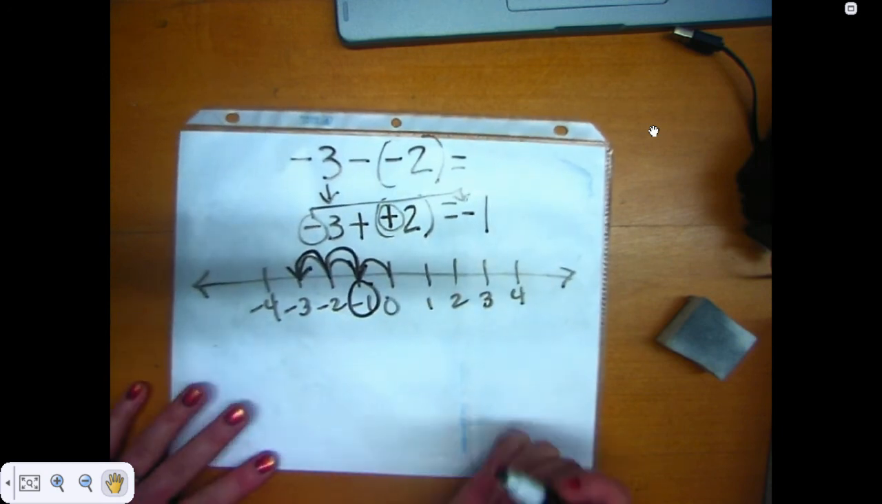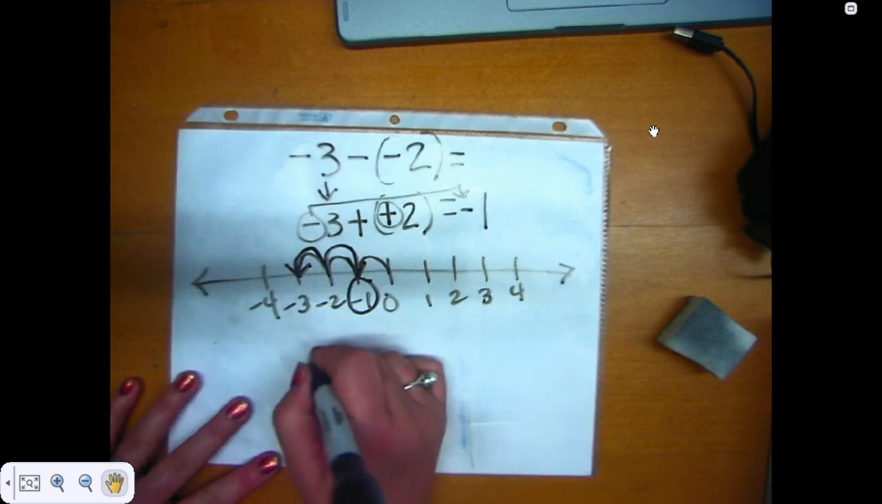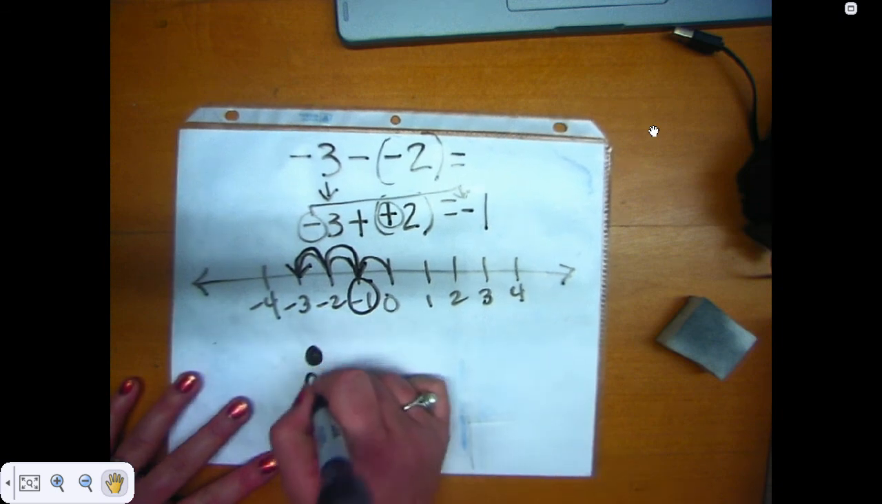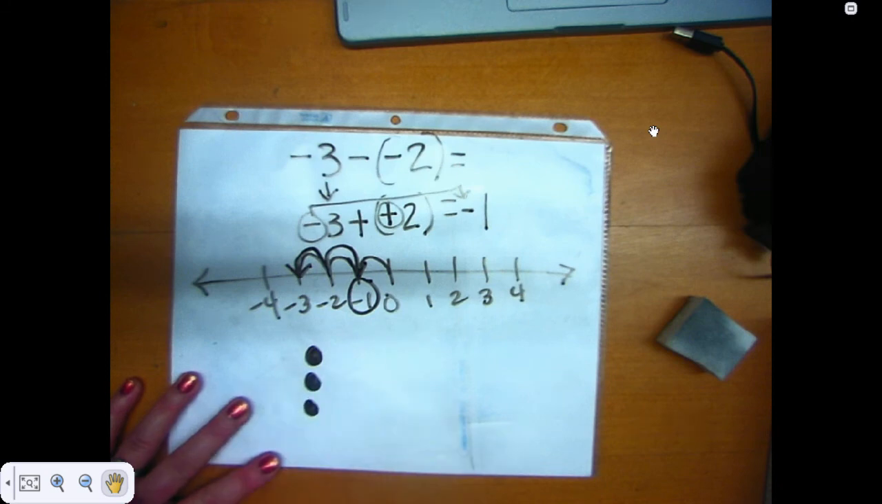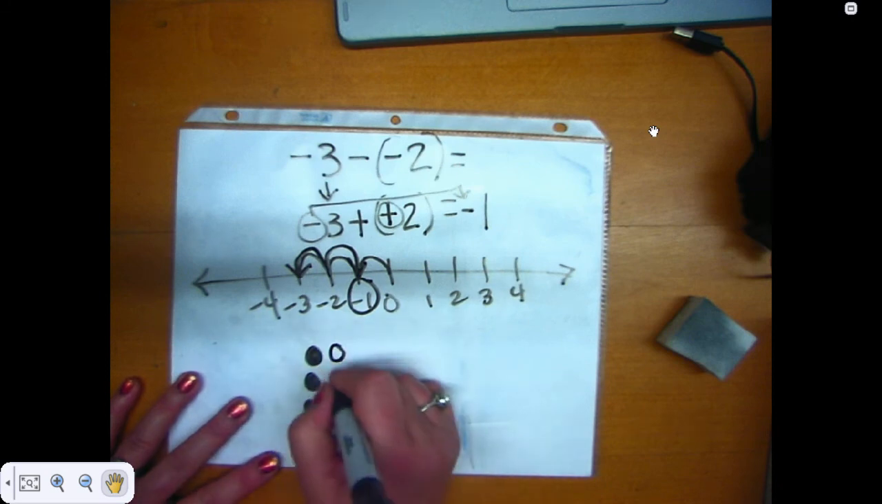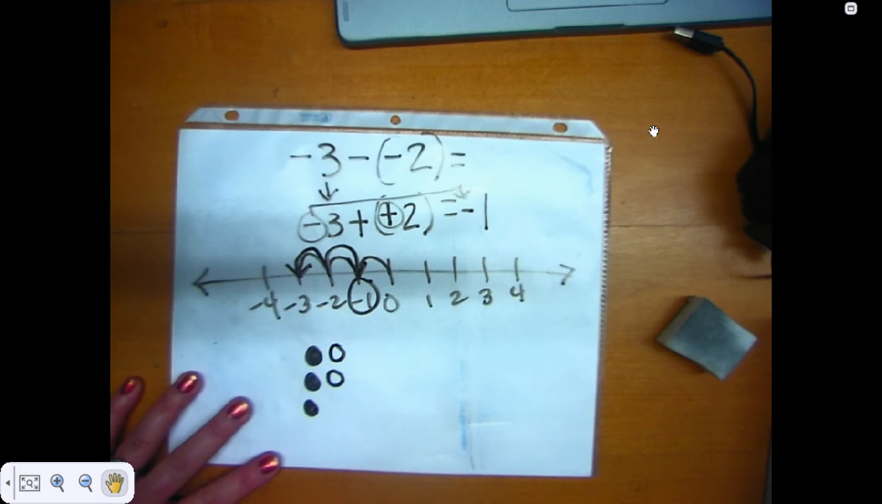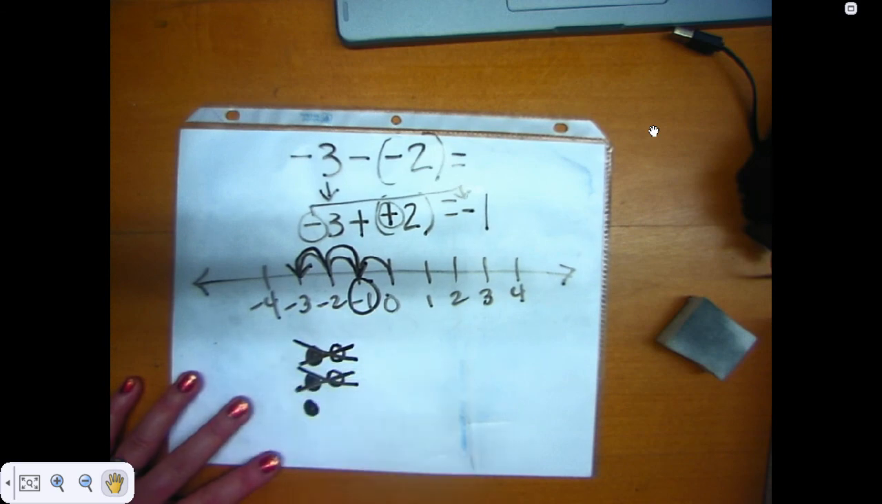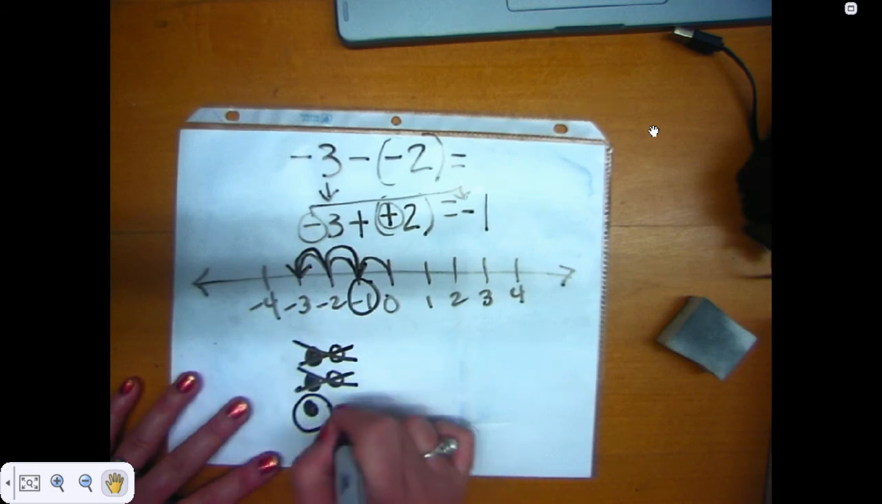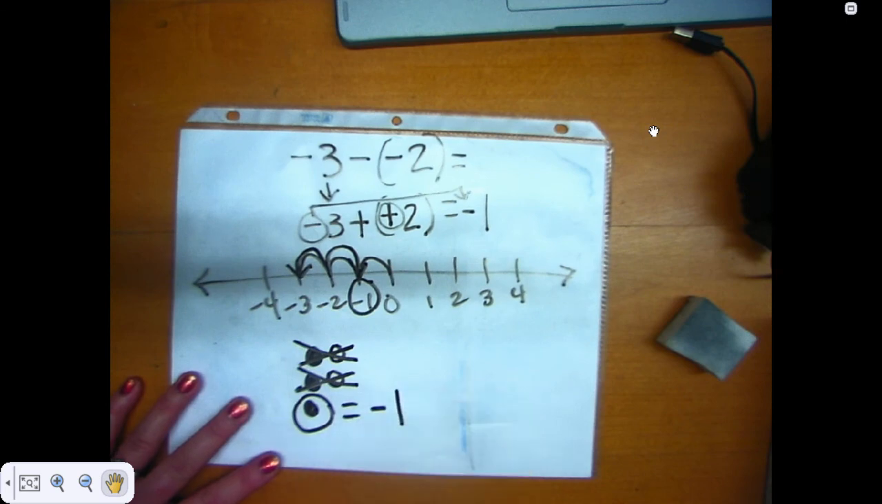Represent this with counters. Negative 3 would be 3 reds, which I'm going to represent as colored in circles. And 2 positives, which I'm going to represent as open, non-colored in circles. Then I'm going to get rid of my 0 pairs because they equal 0, so I don't need them. And I'm left with negative 1.